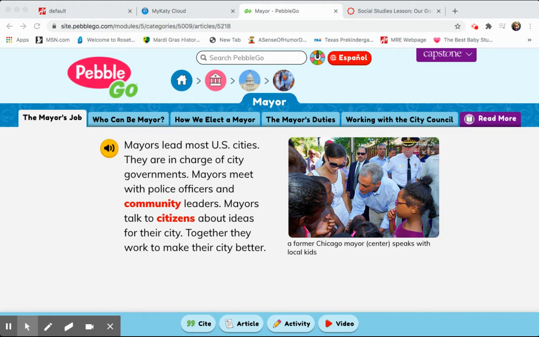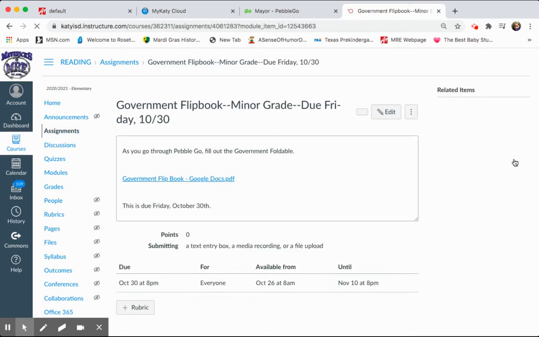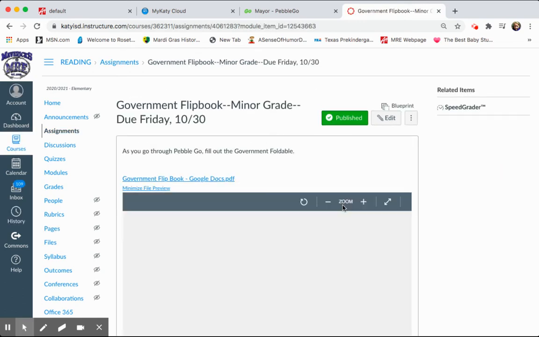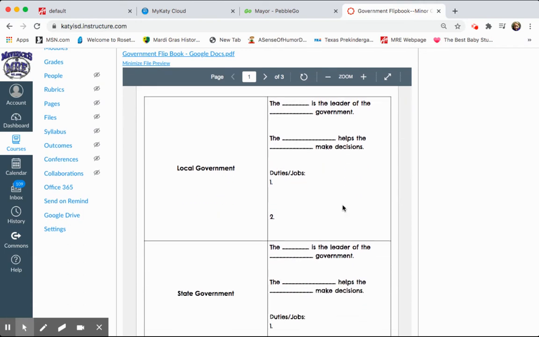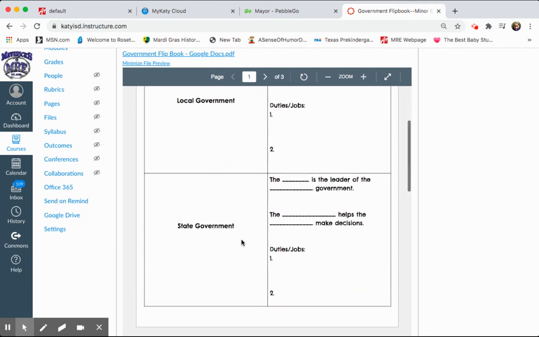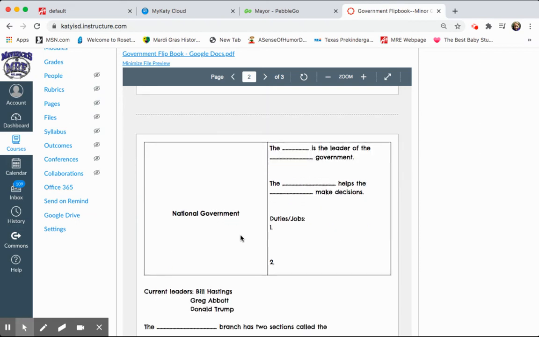We are going to read through a few Pebble Go articles, and as we do that, I want you to fill out your social studies flip book. Let me just show you what that looks like really quick. It's not really a flip book, more like a foldable for us online. But you're going to fill out local government, state government, and national government by the end of the week.